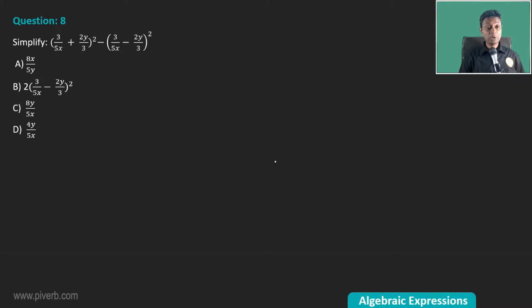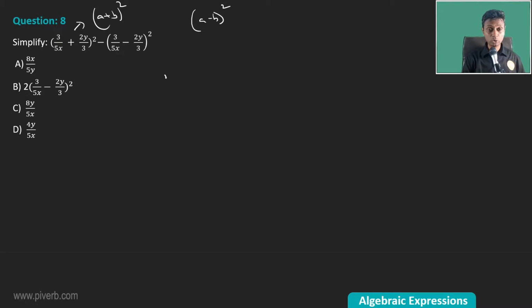3/5x + 2y/3, the whole squared, minus 3/5x − 2y/3, the whole squared. Wonderful. We can expand this. We use the idea of (a + b) whole squared, and the formula (a − b) whole squared, then expand it and simplify it. I'm going to do that.